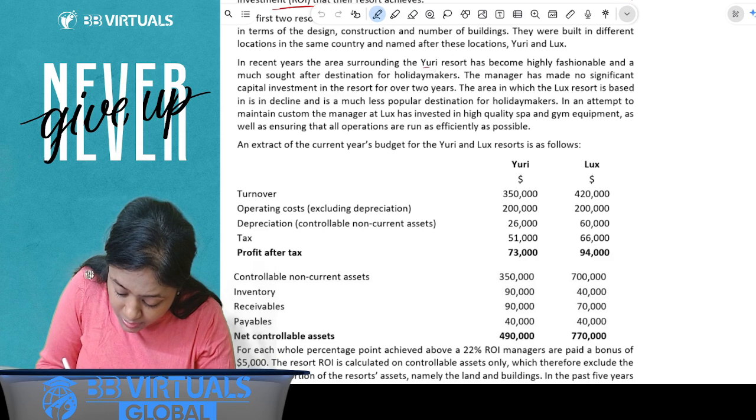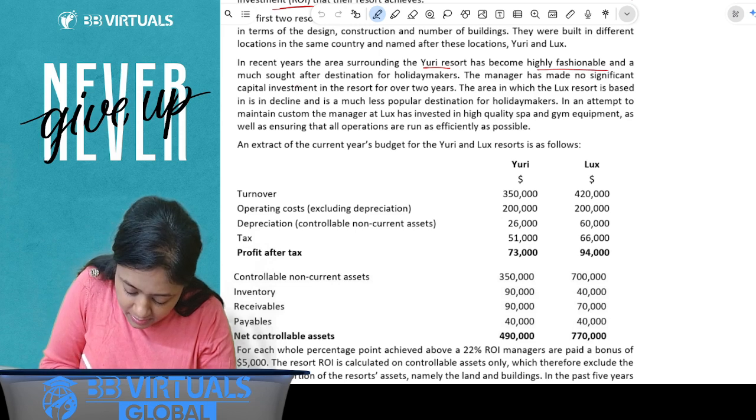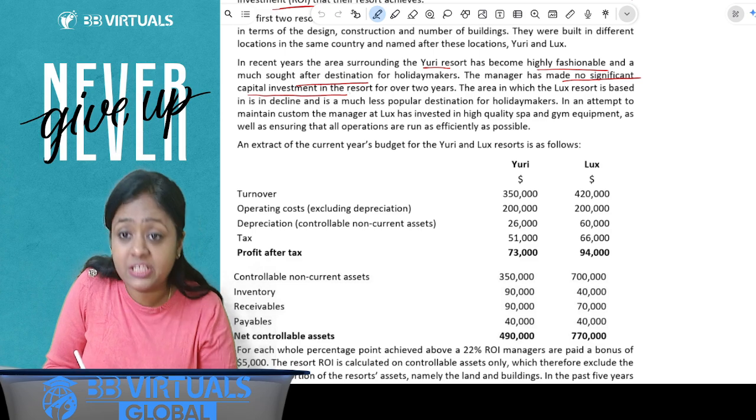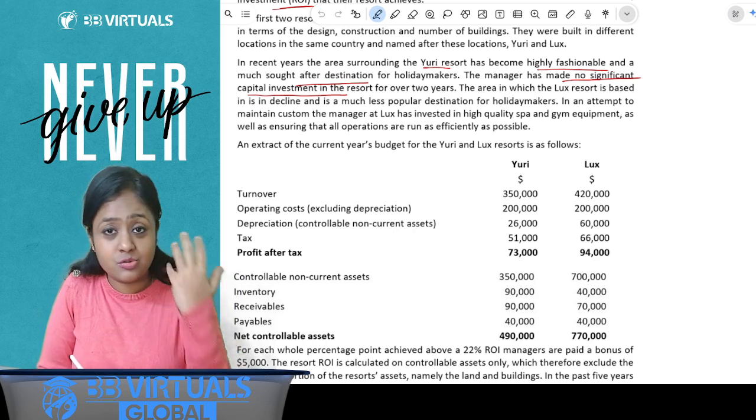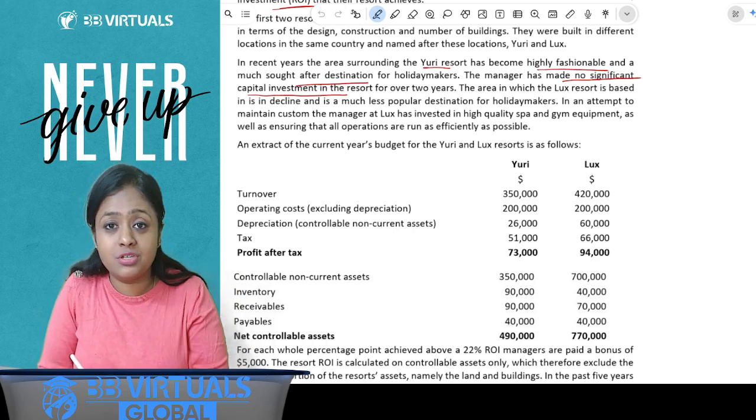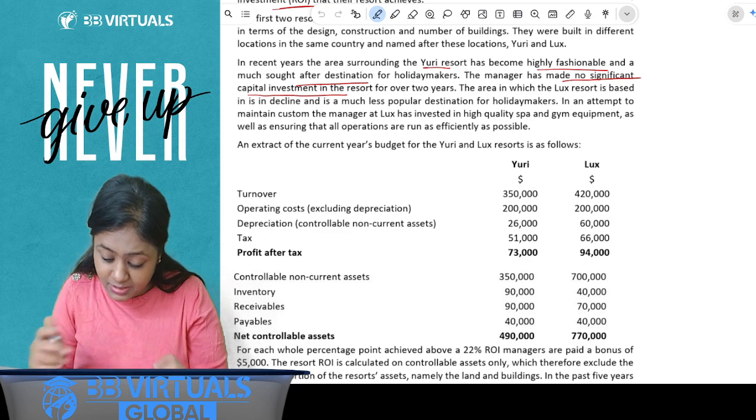So Uri, though, is a very popular destination, but still the manager has not made any significant capital investments, so that it does not increase the capital and does not reduce its ROI. Dilution is not there. Probably that can be the reason for it.